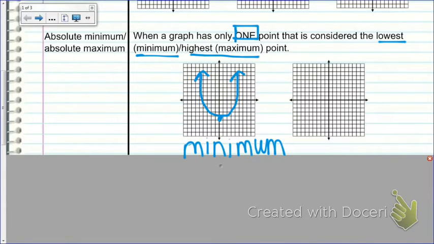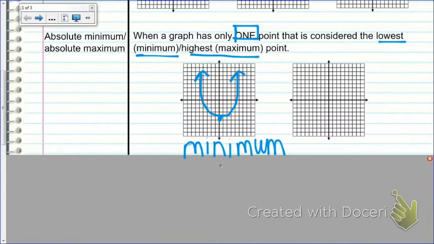Okay. On a line, there's no absolute minimum because it keeps going on forever and ever and ever, right? So there's only one place that is considered the minimum. So what do you think a graph with an absolute maximum is going to look like? Yep, the same thing but flipped over.